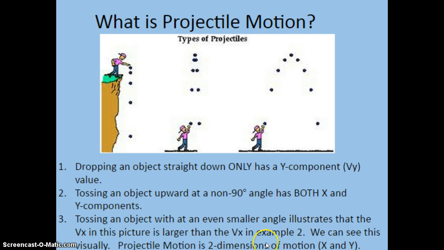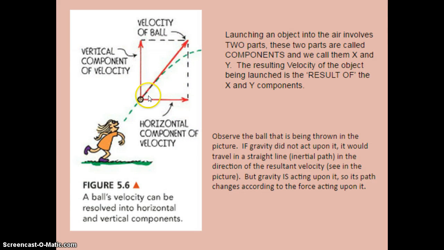Projectile motion is 2 dimensions of motion, and we call this x and y. So here's the trajectory of the two-dimensional motion object, and this would just be one-dimensional motion where just gravity is acting upon it. So let's look at this picture here. When we launch an object into the air, it involves 2 parts. These parts are called the components. And these are what we call x and y. The resulting velocity of the object being launched is the result of the x and y components, right? This is what we call the resultant.